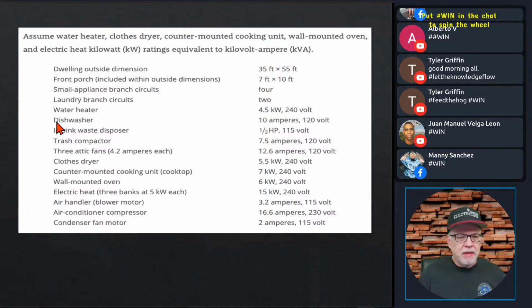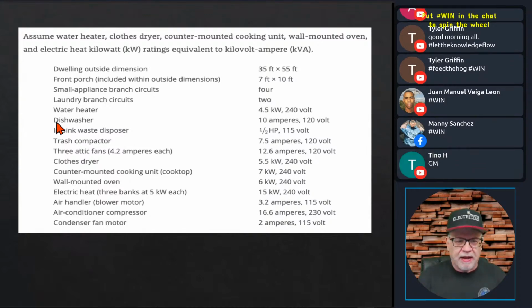All right, so same as our last house we did, we have all the data. We pulled it from the people. They've given it to us. We've asked it. We know the measurements. We've looked at the drawings. We know that this dwelling is 35 by 55. We know that there is a front porch, which is 7 by 10, but it's in the overall footprint of that 55 by 35. So we're going to have to address that.